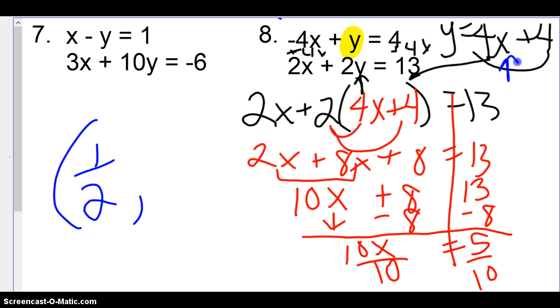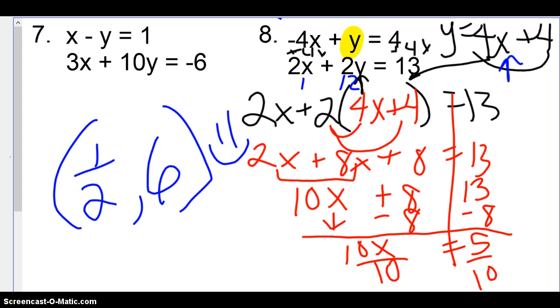So then I'm going to come back up here and say, okay, 1/2. Let's put that right here. Well, 4 times 1/2 is 2, plus 4 gives me 6. Now let's check that right here. 2 times 1/2 is 1, plus 2 times 6 is 12, gives me 13. Yes, so number 8, 1/2, 6.